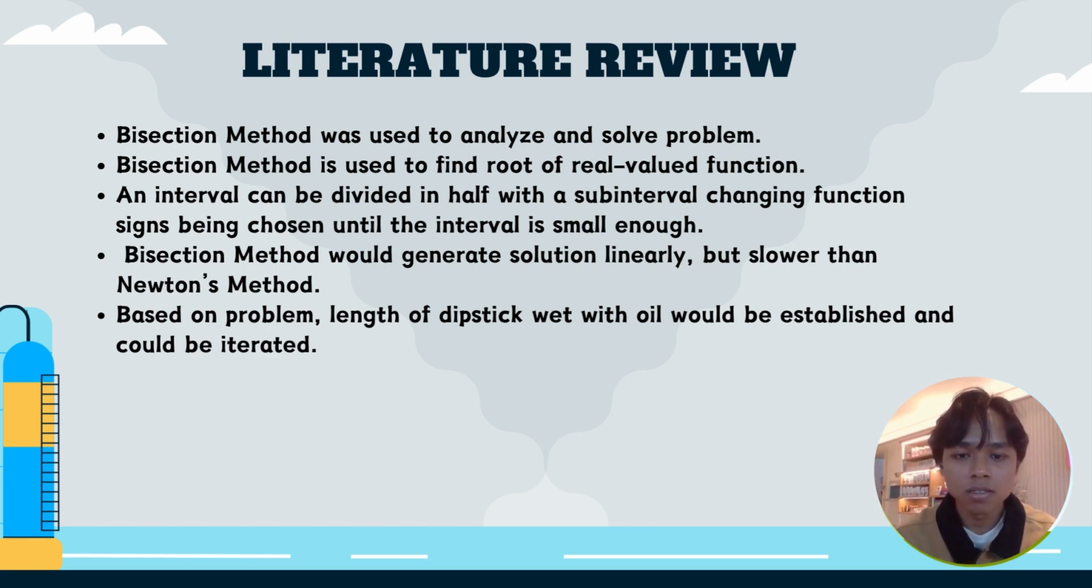Talking about the literature review. The bisection method was used to analyze and solve the problem. It can be used to find the root of a real value function. The interval can be divided in half, with a sub-interval changing function sign being chosen until the interval is small enough. The bisection method generates a solution linearly but slower than Newton's method, and based on the problem, the length of the dipstick wet with oil would be established and could be iterated.